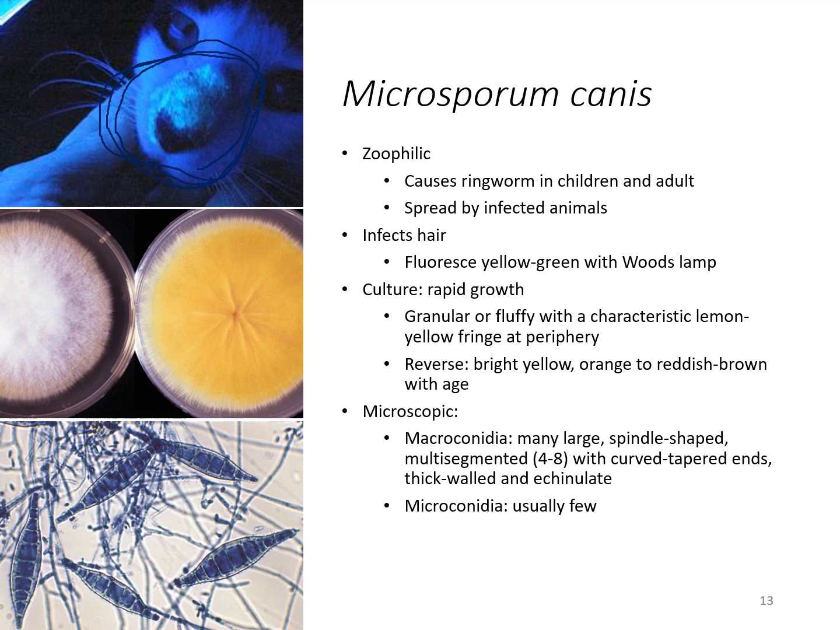On humans, if you were to use that Wood's lamp on the hair itself or to look at the hairs growing on the scalp, then you would see that fluorescence there as well. With culture, it does grow rapidly, and it can be granular or fluffy in appearance. What's characteristic about it is these edges here, which have a little bit of a lemon color to them, and then when you flip them over you see this bright yellow lemon color here as well.